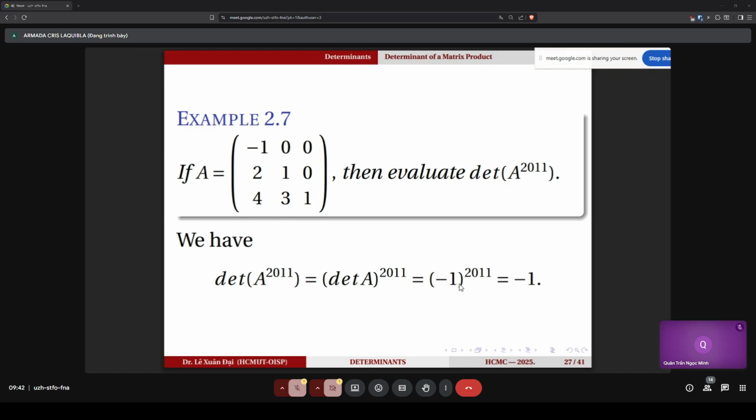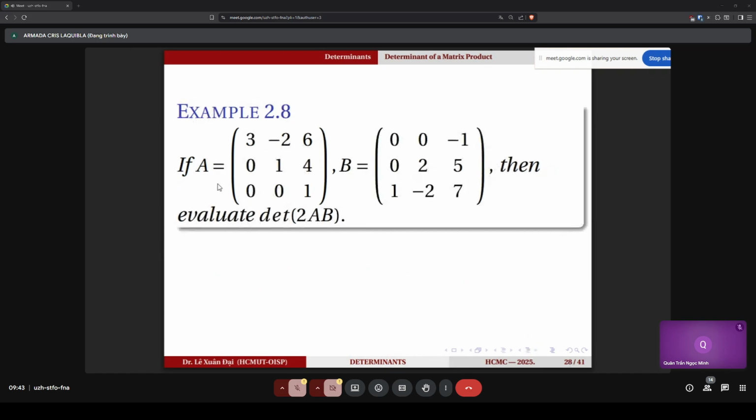So, class, for negative 1, if the exponent is even, the answer is positive 1. And if the exponent there is an odd number, the answer is negative 1. Okay, next. You have this one.